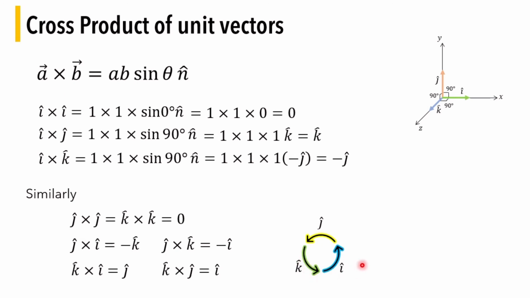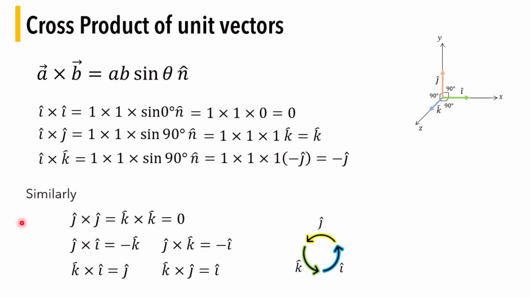So we multiply each unit vector with each other, but in the counterclockwise direction. We take the cross product between i and j, we get k. Cross product between j and k, we get i. Cross product between k and i, we get j. But when you go opposite, in the clockwise direction, meaning from j to i, j cross i, we get negative k. So i cross k, we get negative j, and k cross j we get negative i.